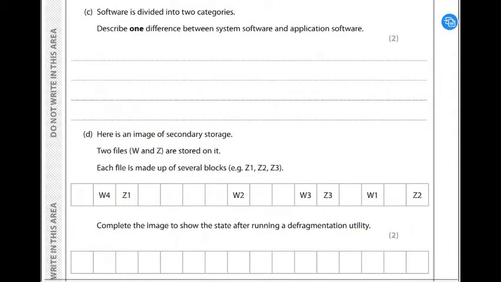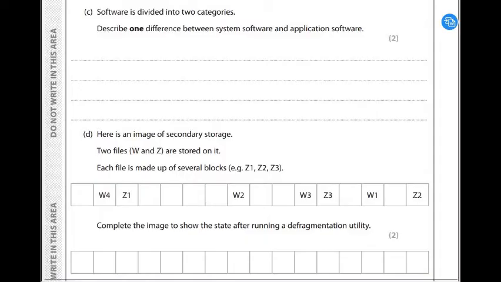Okay, next one. Software is divided in categories. Describe one difference between system software and application software. So you get 1 mark for saying what system software is, and 1 mark for saying what application software is. So for both marks, both categories have to be addressed. You can't just have 2 on system software and 2 on application software. You have to have 1 of each.